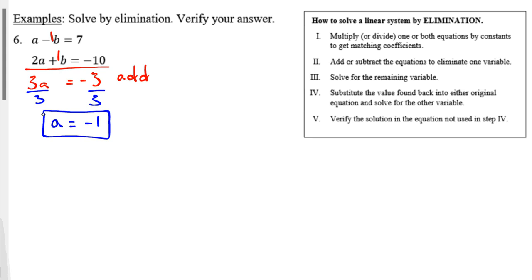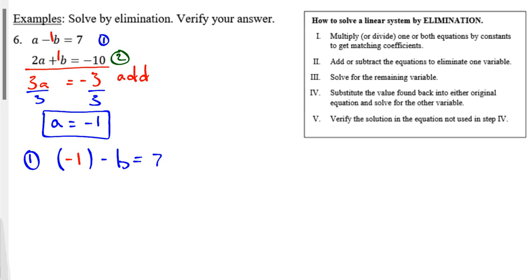Once we have this, we can choose either equation. So I'm going to label the equations. I'll call the first equation number 1. The second equation I'll call number 2. And I can pick either one to substitute this a value into. So why don't I pick equation 1? I know the a, and then I'm going to subtract b, and it has to equal 7. So I'll substitute negative 1 in place of a.